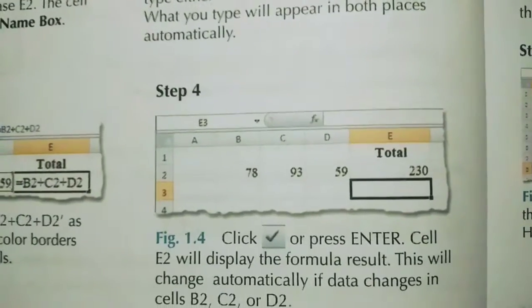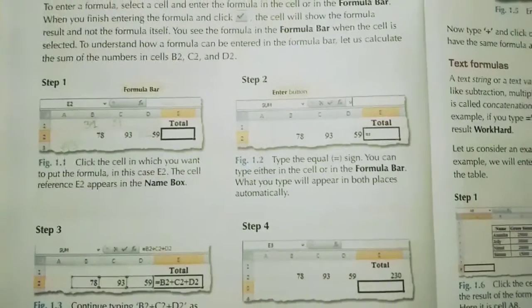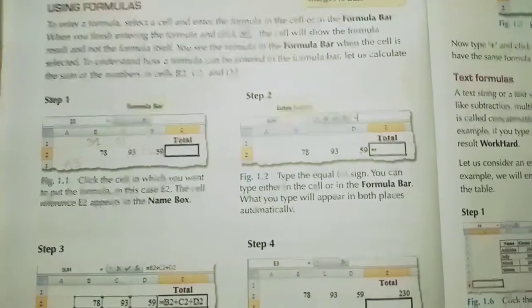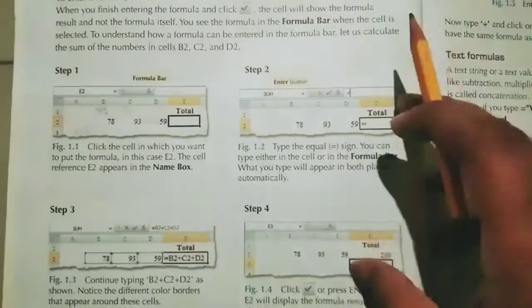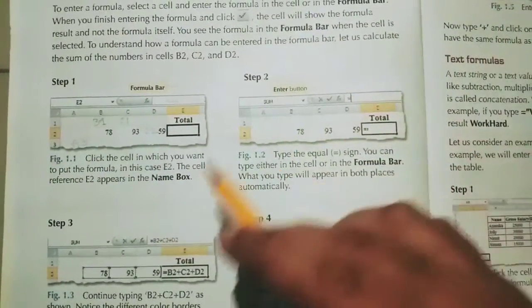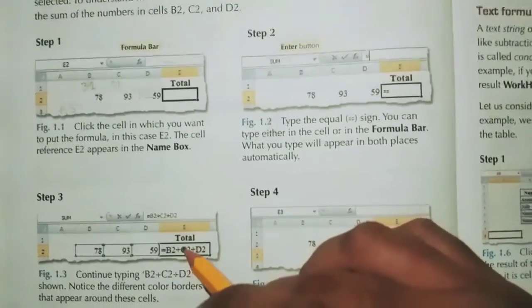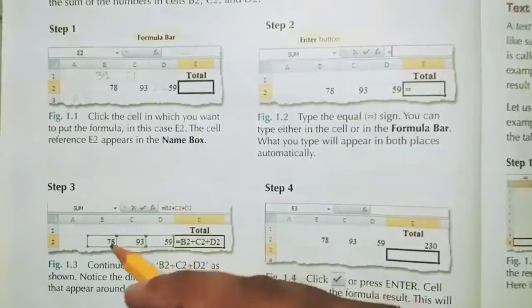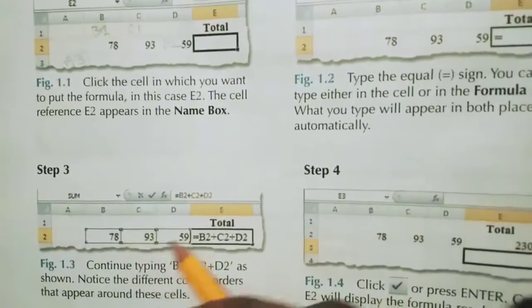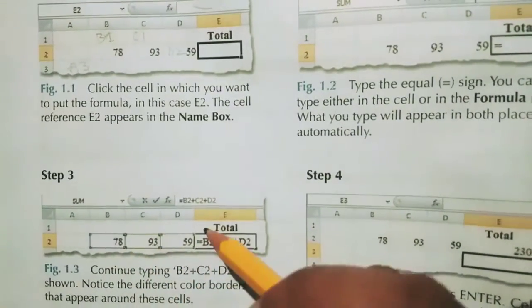Now understood, students? This is one example of how to use the formula and how to add any three numbers. Always remember that the formula starts with the equal to sign, and then in the formula you have to write the cell names, not the values. See here, values are not written, the names of the cells are written. This is the main difference you have to understand.